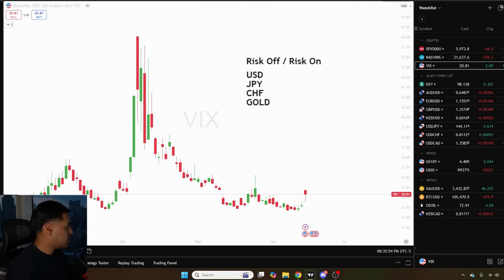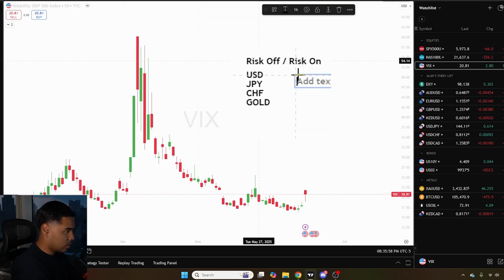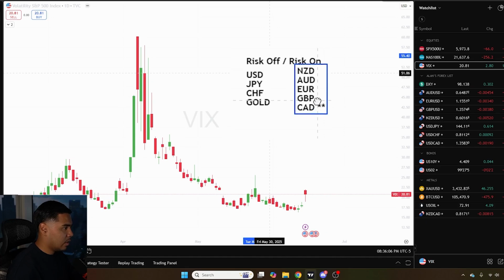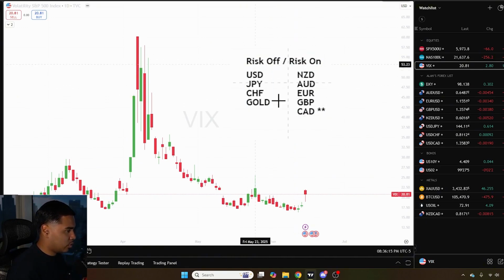And on the opposite side, we're going to see what does really well on risk on. New Zealand, Australia, Euro, Pound, CAD. But we're going to talk about CAD in specific here a little bit. I'm going to give you guys a nice tip for the Canadian dollar that you guys can go ahead and implement during this environment here.